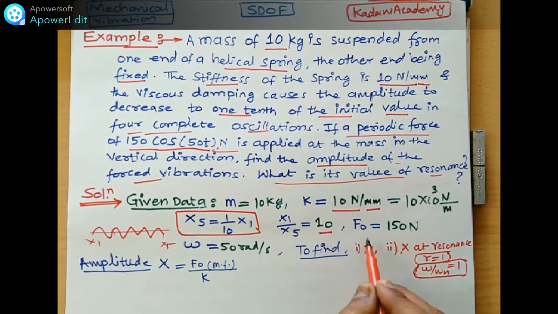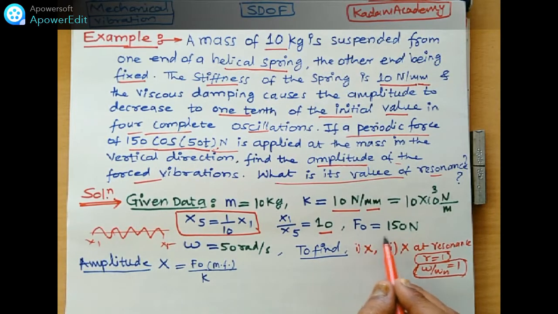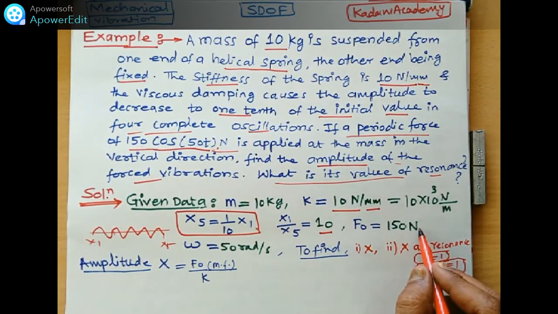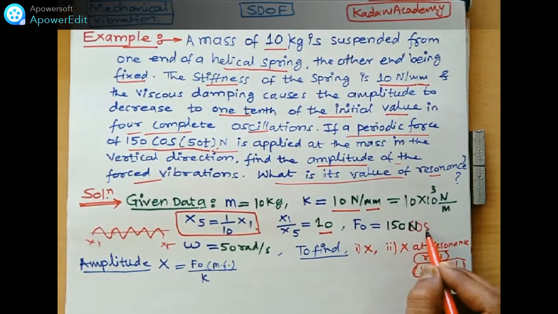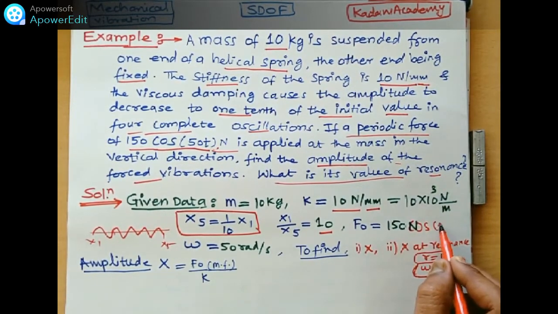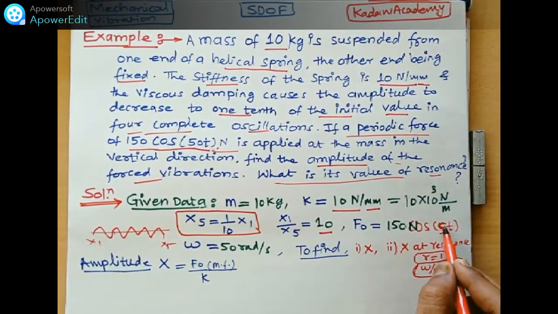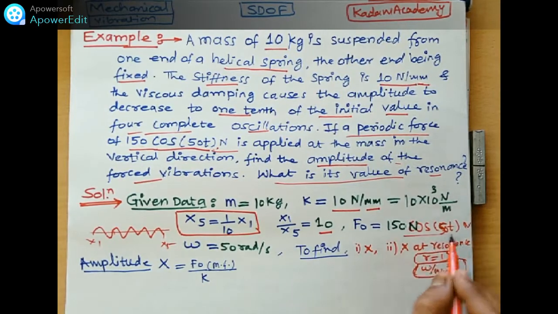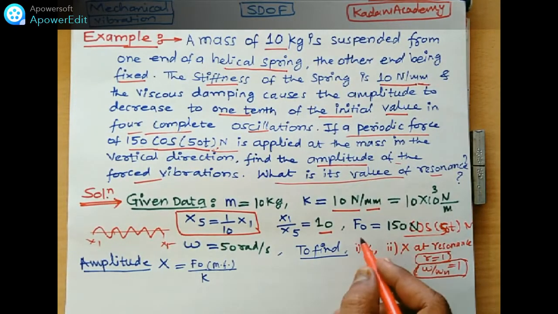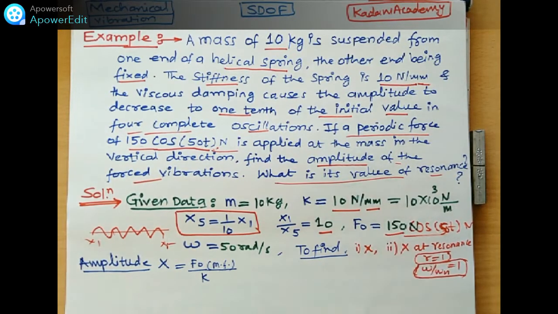That is 10. And the harmonic force is equal to 150 into cos of 50t, that is in Newton. This value is given. That means F0 is 150. In this case F0 is 150. And what do we have to find out? The omega is also given to us. The value of omega here is 50 radian per second.